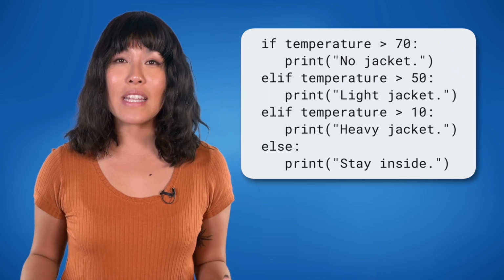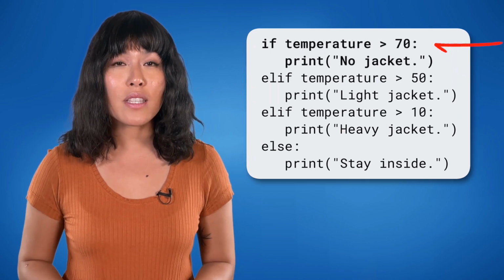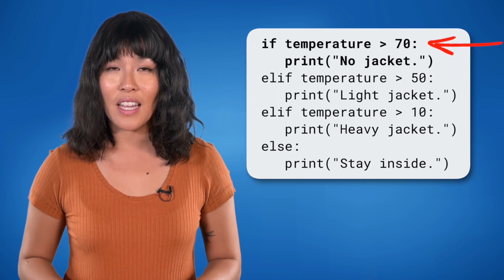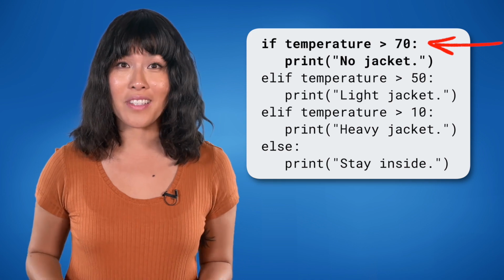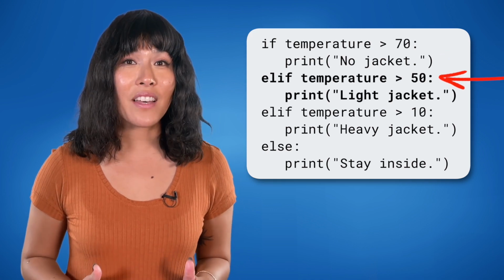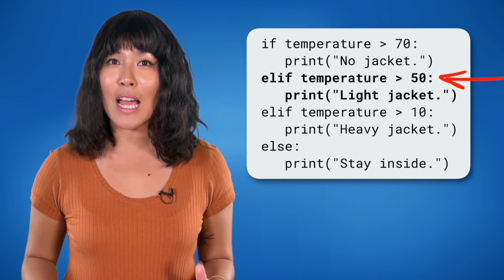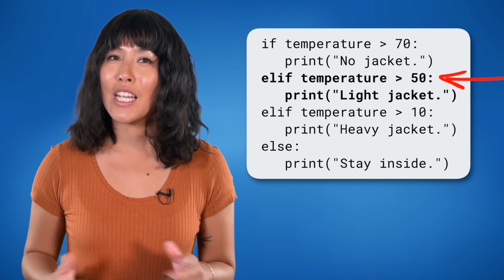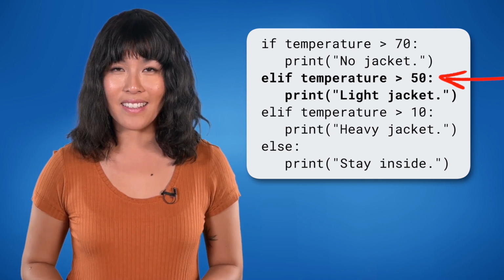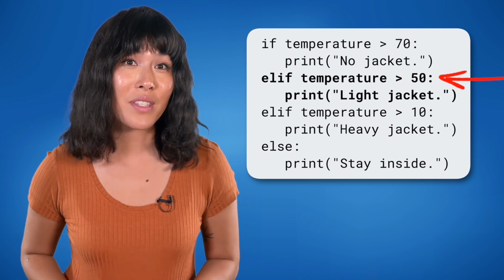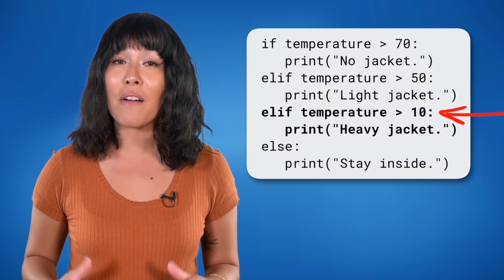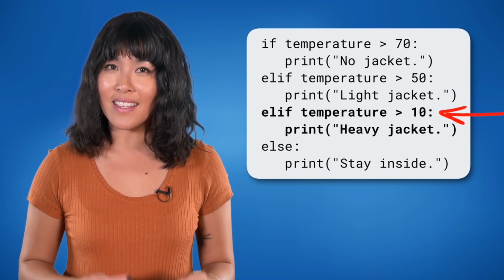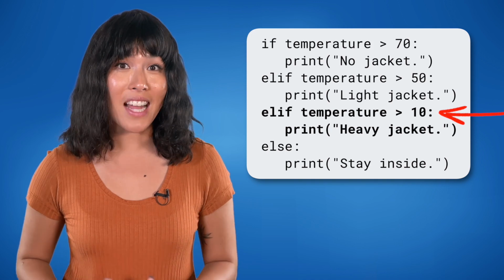We can start by checking to see if the temperature is above 70 degrees. If this is true, we will not wear a jacket. Next, we use elif to check another condition. This time, we will check if the temperature is above 50 degrees. Here, we will bring a light jacket. We can use another elif statement to check if the temperature is above 10 degrees. In this case, we will bring a heavy jacket.